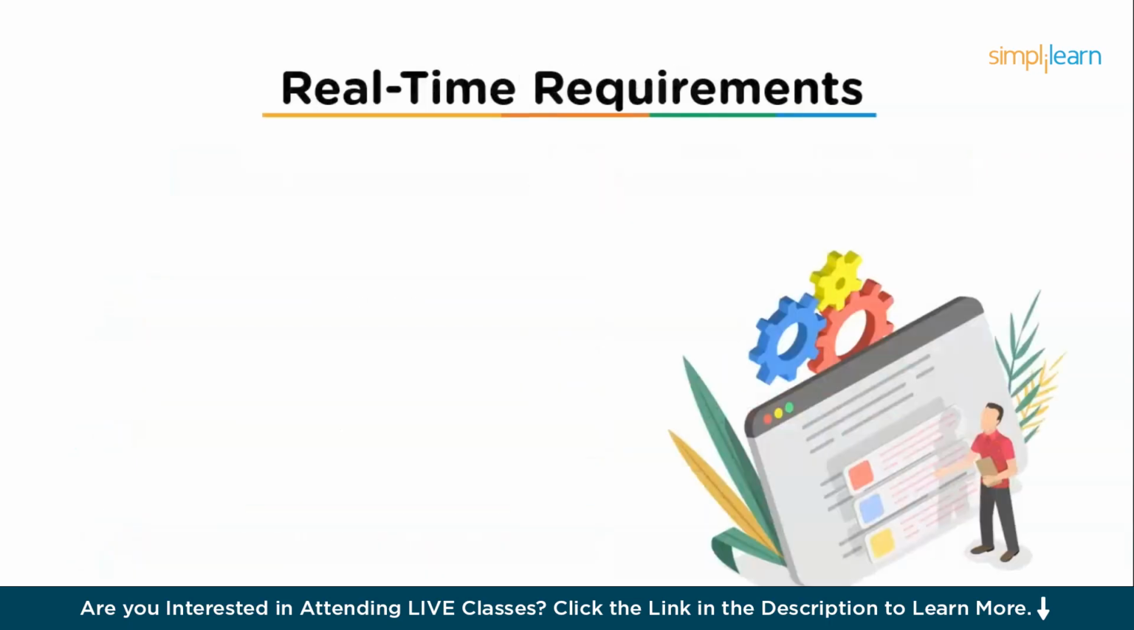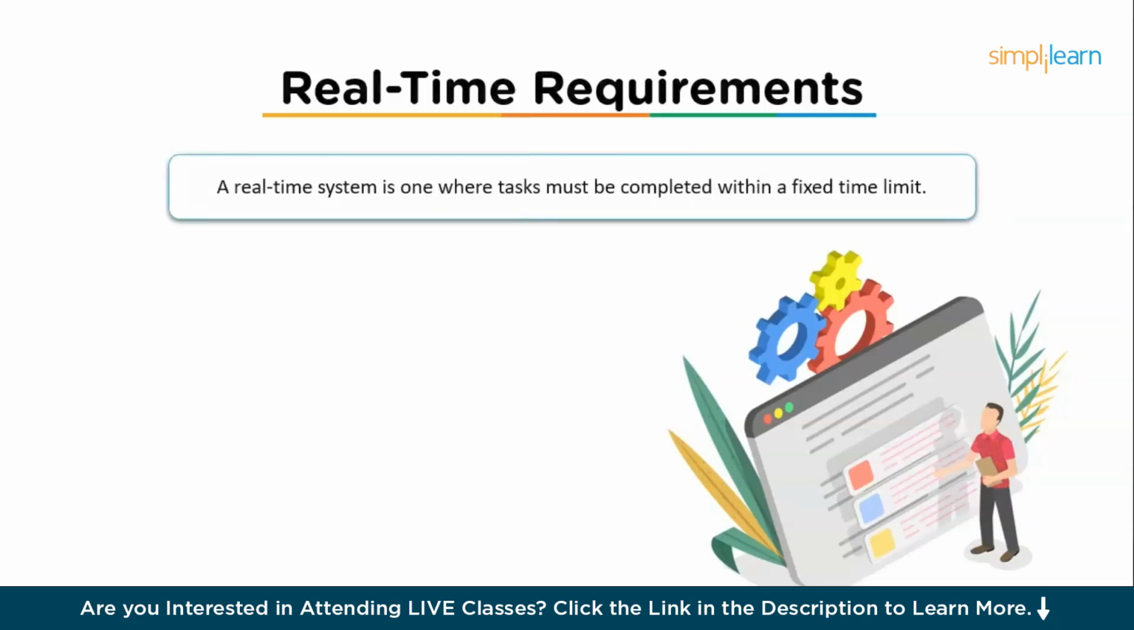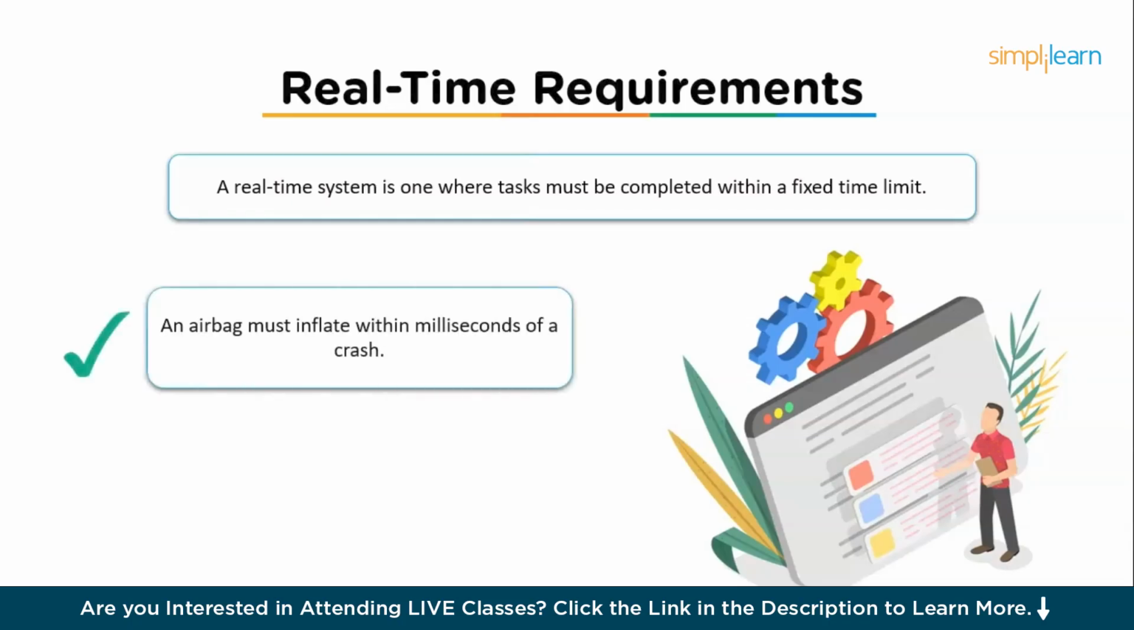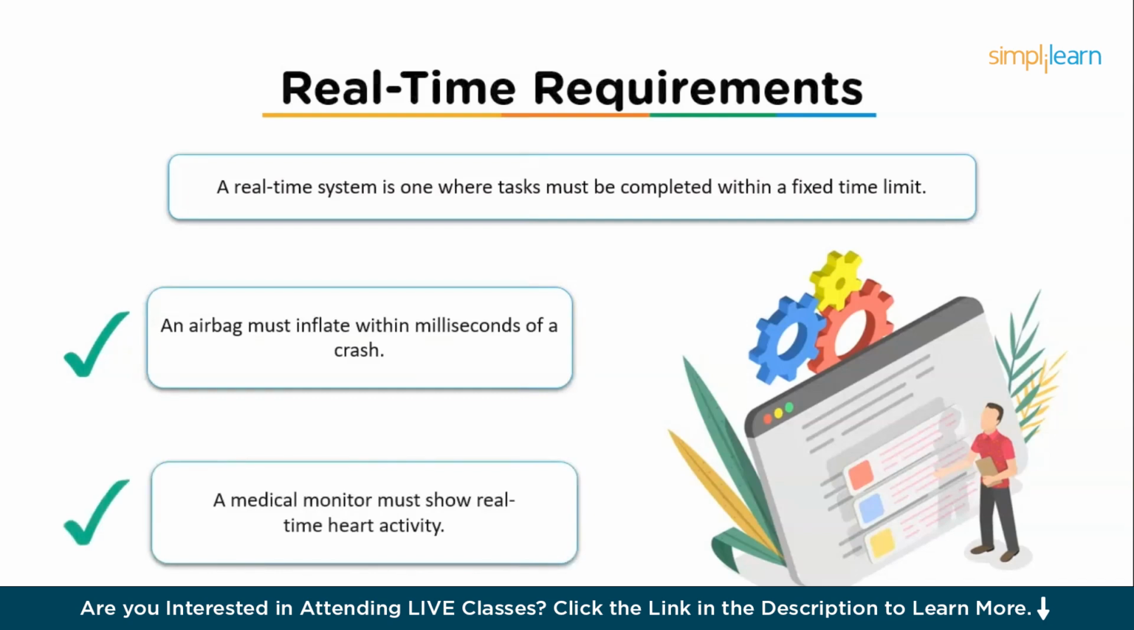Then we have real-time requirements. What does it mean? In many embedded systems, it's not enough to just get the job done. It must be done on time. A real-time system is one where tasks must be completed within a fixed time limit. For example, an airbag must inflate within milliseconds of a crash. A medical monitor must show real-time heart activity. If the task is delayed even by a second, the system may fail its purpose.